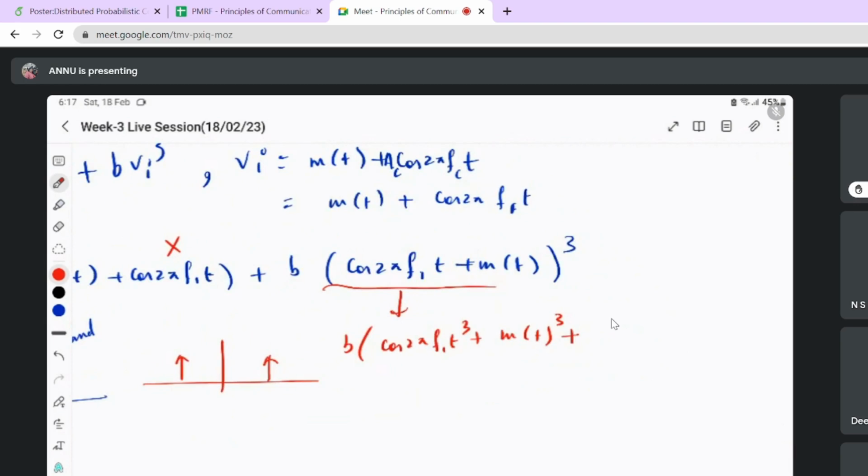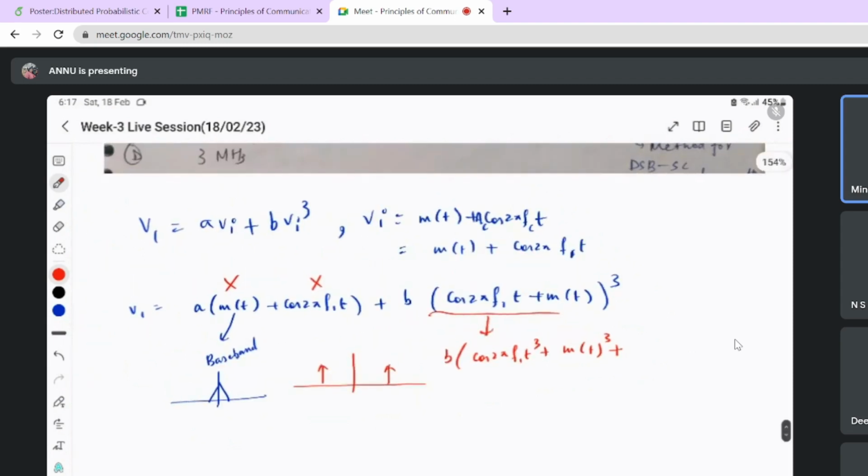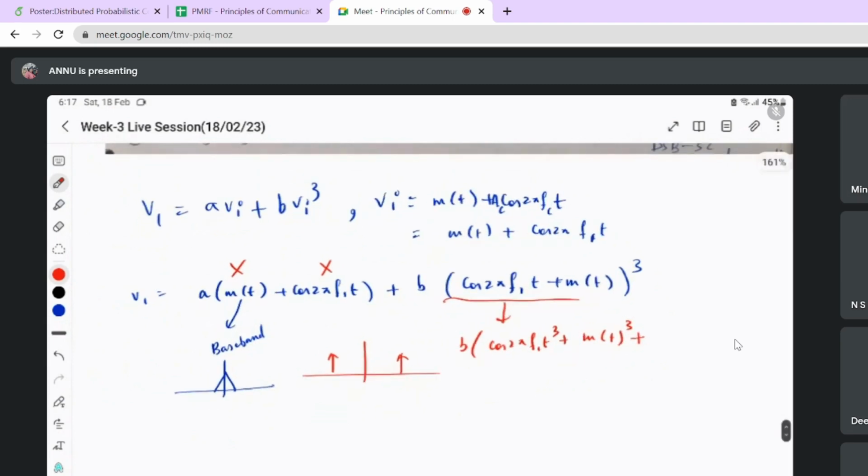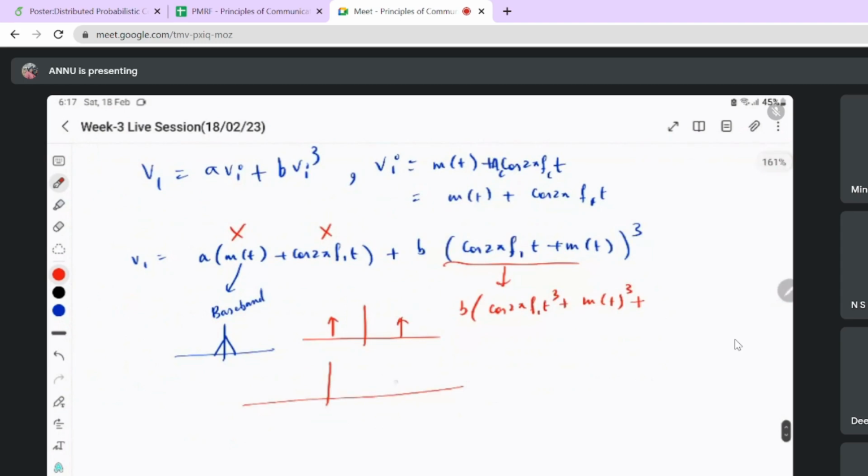Yeah, Kurshan, say. Yes, ma'am. Ma'am, why will cos 2 pi f1t not pass through this band pass filter? Because here, in f1t, you will have some frequency, right? Ma'am, this f1t is the carrier frequency. Is this f1t the carrier frequency or something different? It's different.